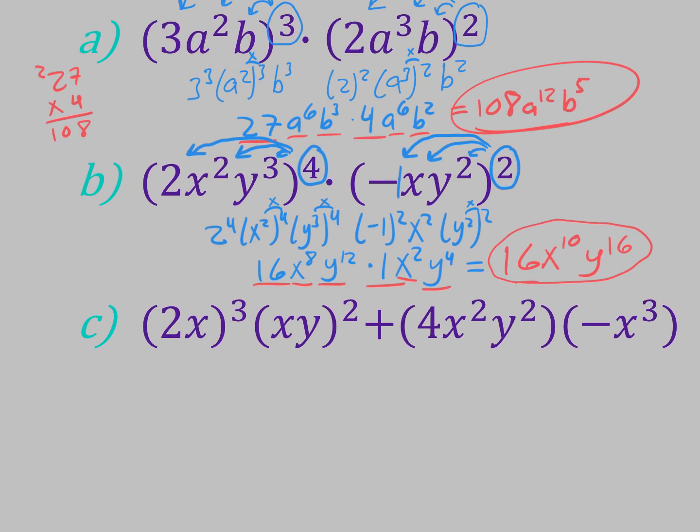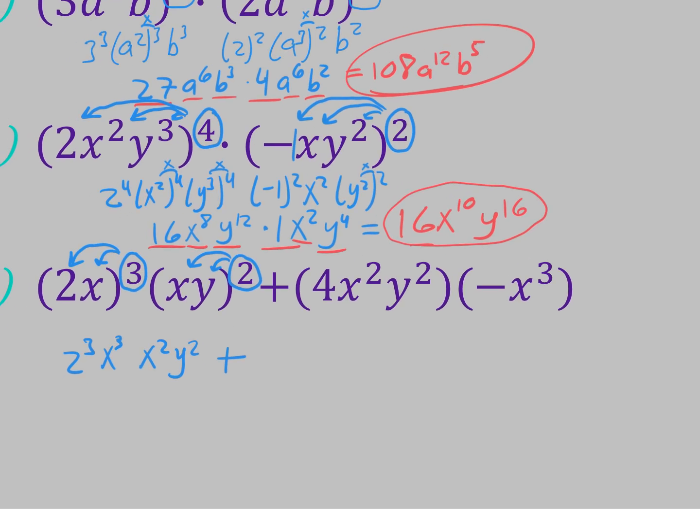Same exact thing with the next one, just rinse and repeat, same exact process. Do one step at a time. I see that exponent, I'm going to distribute that to each of my factors. So this is going to be 2 to the third, x to the third. Take this 2, distribute it to both of these factors. So it's going to be x squared, y squared. Plus, there's a plus there. Do your order of operations. So it's going to be 4 times, assume that's a negative 1.